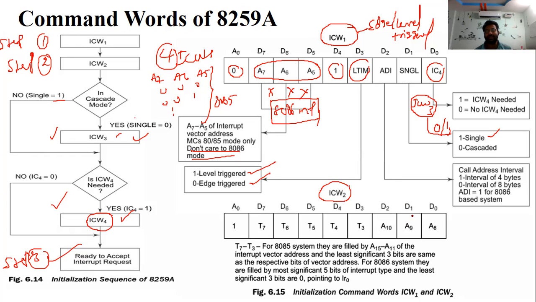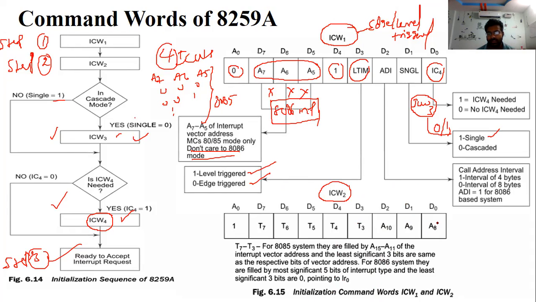ICW2 is used for the vector addresses. So vector addresses in the sense, out of 8 bits, each and every input interrupt has some address. So which address is served first? That is given by this.